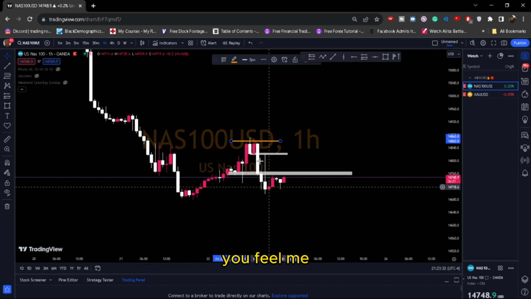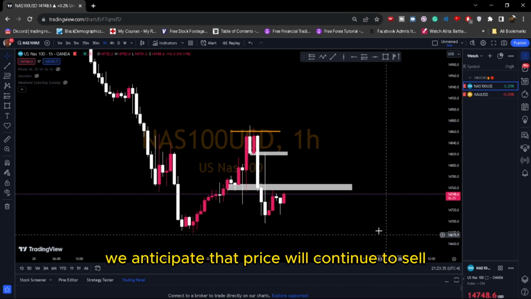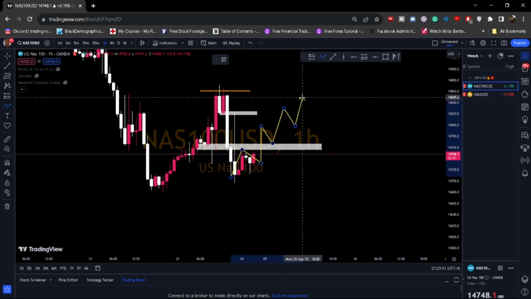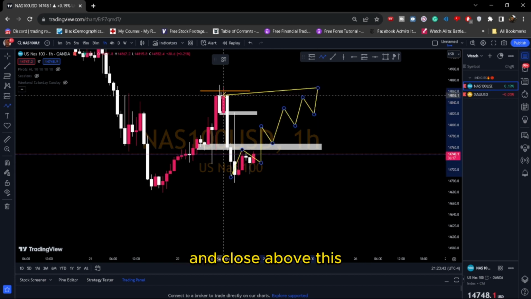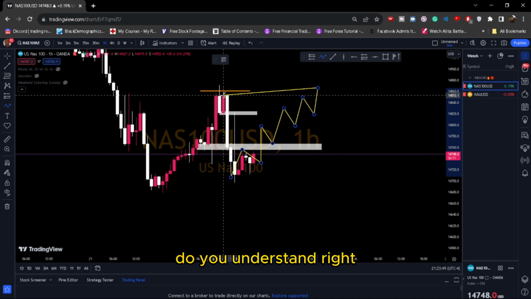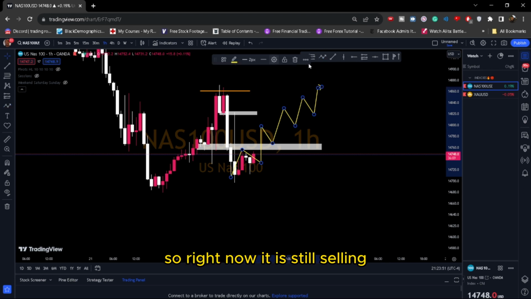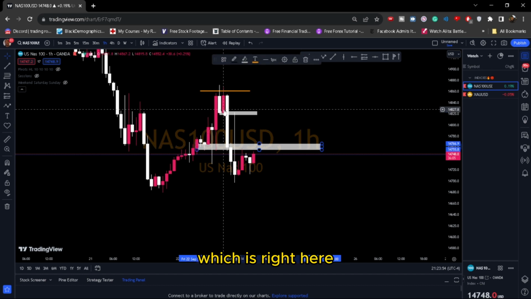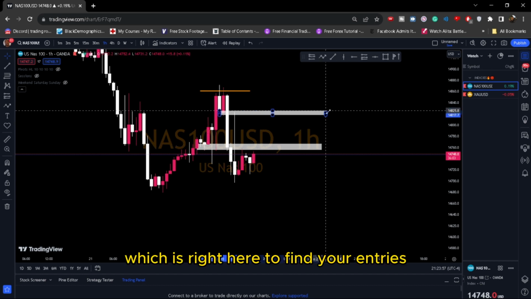You feel me? So right now, guys, we are anticipating that price will continue to sell until we see price do this and close above this. That is when we will change our bias from sells to buys. Do you understand? So right now it is still selling. So we are marking the lows, which is right here, to find your entries.